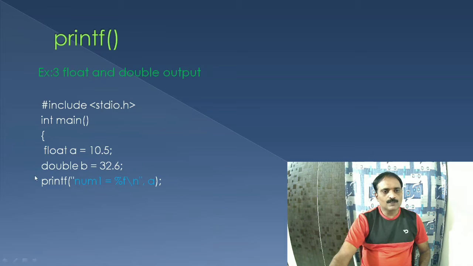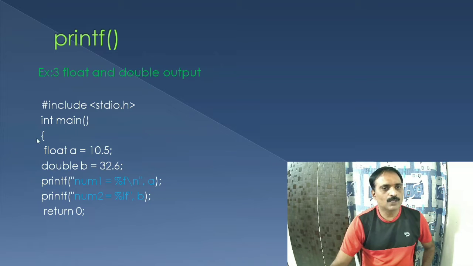So once we use this particular statement, the output for this statement is going to be: num1 is equal to whatever value of a we have assigned here, that will be printed. So num1 is equal to 10.5, that will be the output. And next, printf num2 is equal to %lf. %lf is the format specifier for double. So here, instead of %lf, we are going to have the value of b on the output screen.